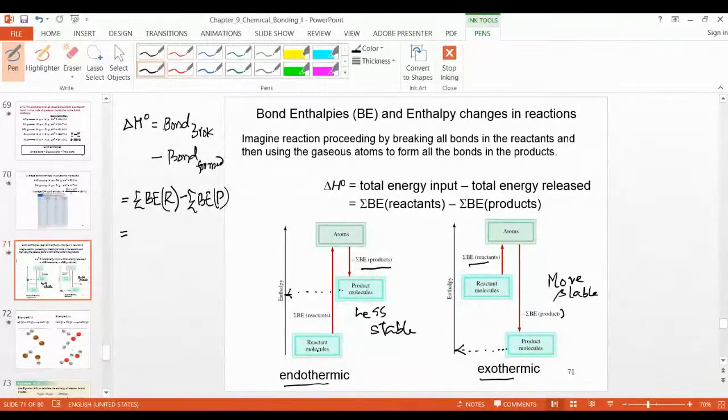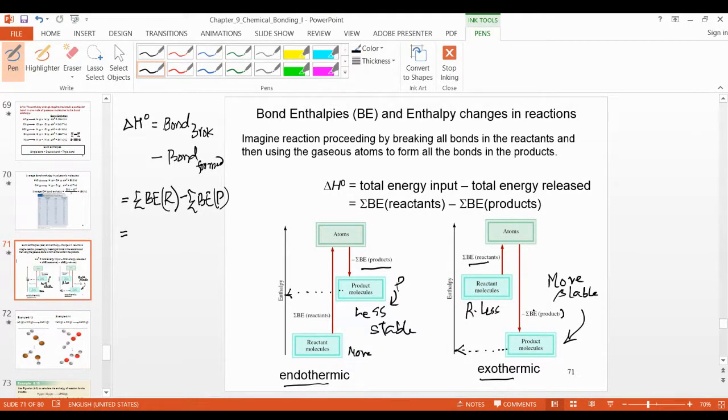Okay, so in this way, in the endothermic, the reactant is more stable, and the product is less stable. But here the reactants are less stable and the products are more stable. The products are more stable because they have less energy, and this is only possible in an exothermic reaction. So endothermic and exothermic, these two reactions are going on in this reaction.